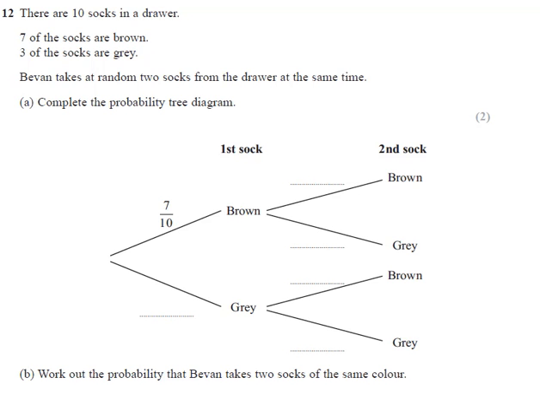Okay, question number 12. There are 10 socks in the drawer. 7 of the socks are brown, 3 of the socks are grey. Bevan takes at random 2 socks from the drawer at the same time. Complete the probability tree diagram.